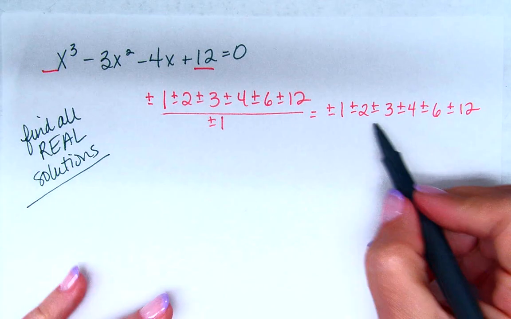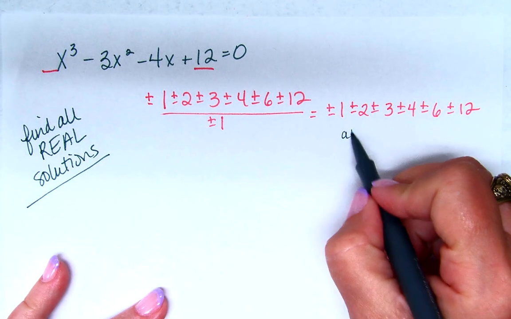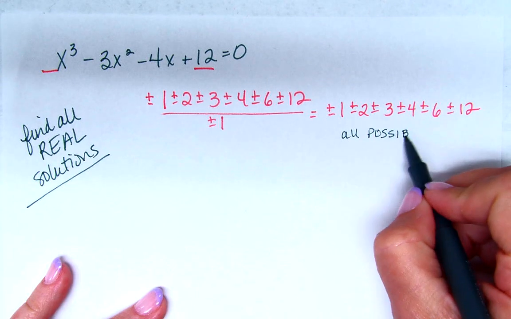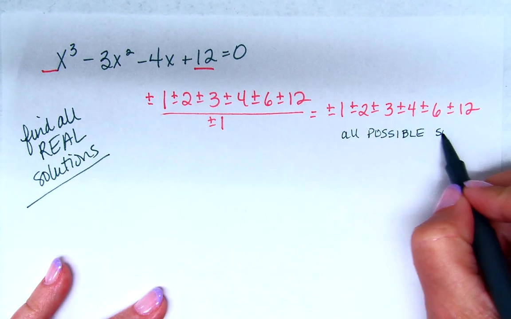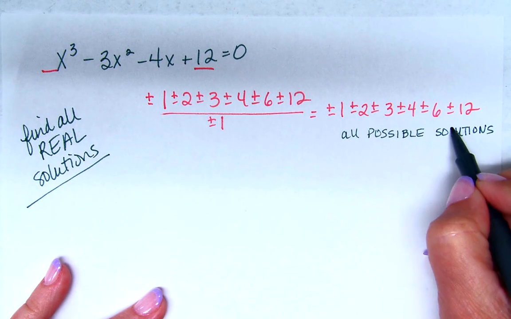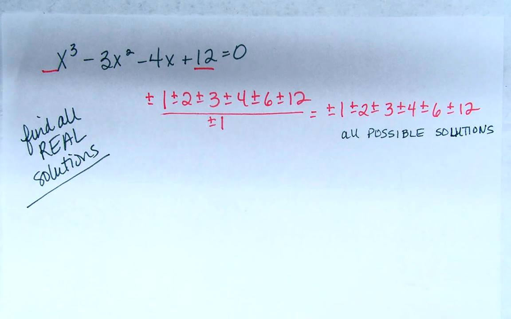So these numbers right here are all possible solutions, right? So L, okay. That looks weird. Sorry about that.